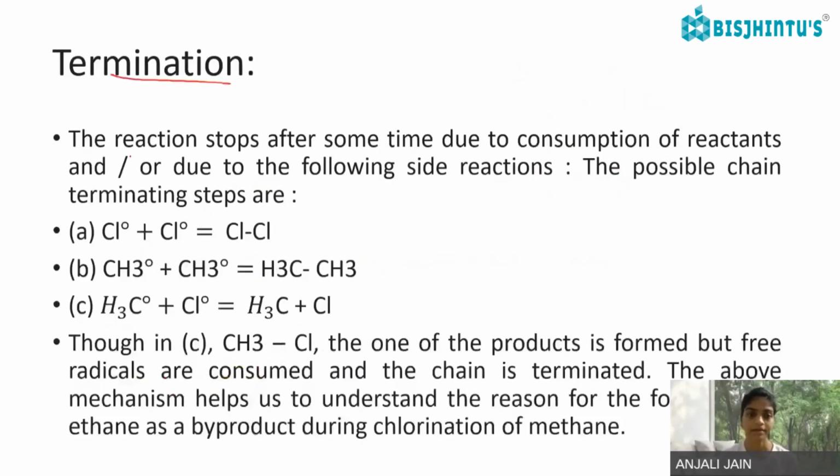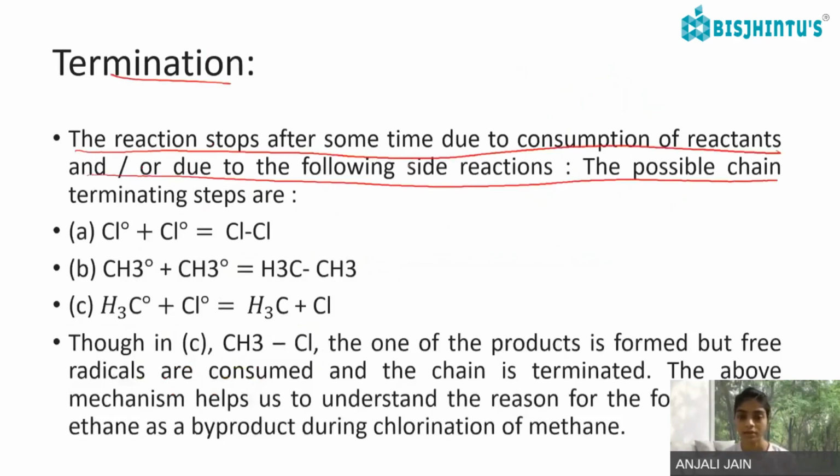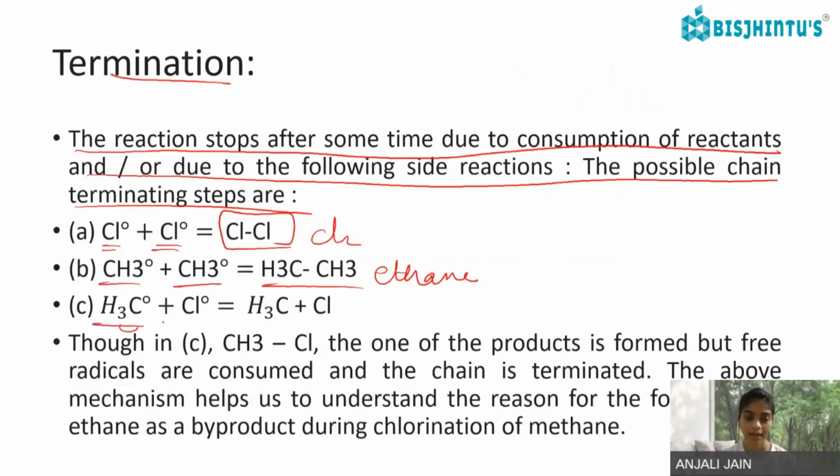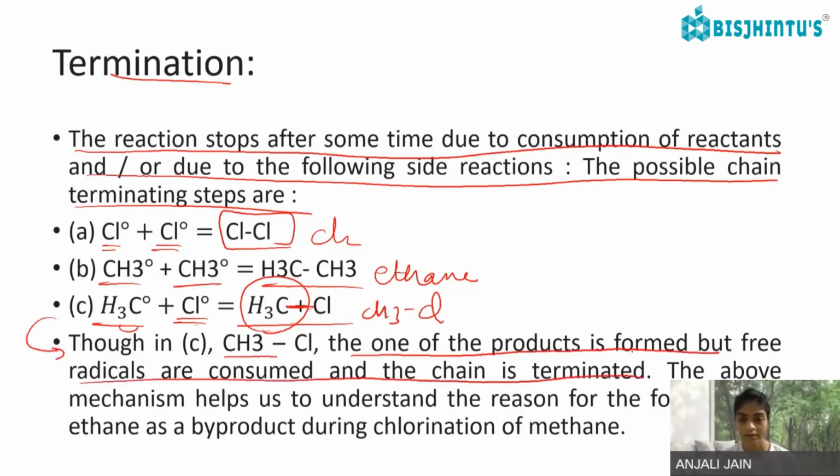Termination step: when the chain reaction propagation step happens, the reaction stops after some time due to consumption of reactants or due to the following side reactions. The possible chain termination steps are: Cl free radical and Cl free radical give Cl2; CH3 free radical and CH3 free radical give the ethane molecule; and methyl free radical and chlorine free radical give methyl chloride, CH3Cl. So one of the products is formed, but free radicals are consumed and the chain is terminated.